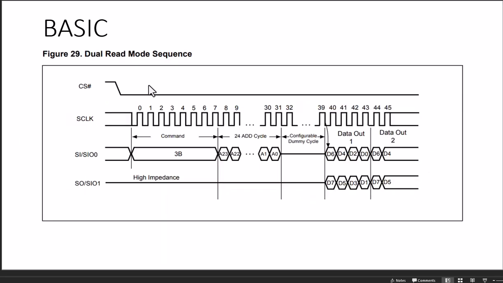In dual mode, what actually happens is that up to the address it is the same, but the data comes out on the two pins SIO0 and SIO1. So it requires only 4 clocks in place of 8 clocks. There will be some dummy clocks in between the data and the address. Okay, so we have to take care of that while designing the code.